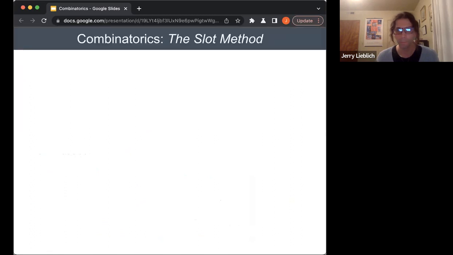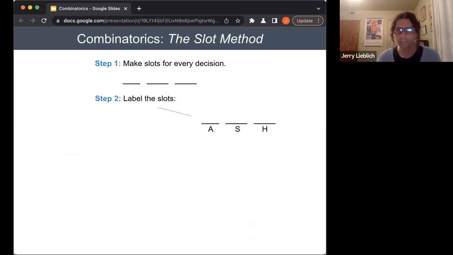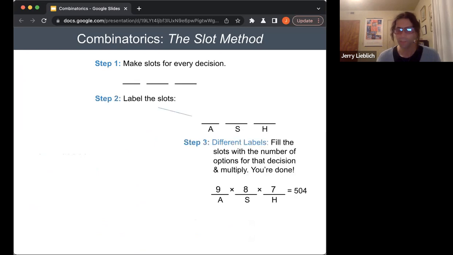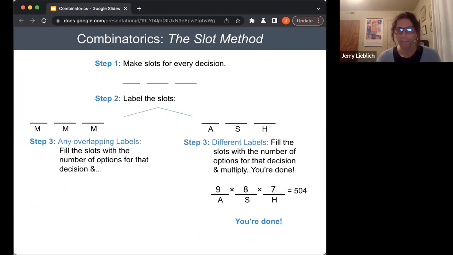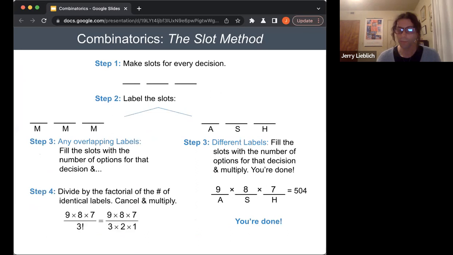For the most part, we make slots for each decision. We label the slots. If they're different, you just multiply and that's it. If there's any repeats, you divide by the number of repeats, factorial, and that's it.